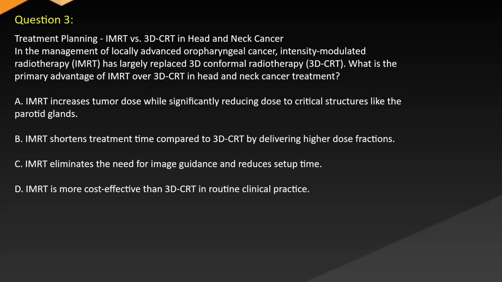Question 3. Treatment planning: IMRT versus 3DCRT in head and neck cancer. In the management of locally advanced oropharyngeal cancer, intensity-modulated radiotherapy (IMRT) has largely replaced 3D-conformal radiotherapy (3DCRT). What is the primary advantage of IMRT over 3DCRT in head and neck cancer treatment? A. IMRT increases tumor dose while significantly reducing dose to critical structures like the parotid glands. B. IMRT shortens treatment time compared to 3DCRT by delivering higher dose fractions. C. IMRT eliminates the need for image guidance and reduces setup time. D. IMRT is more cost-effective than 3DCRT in routine clinical practice.